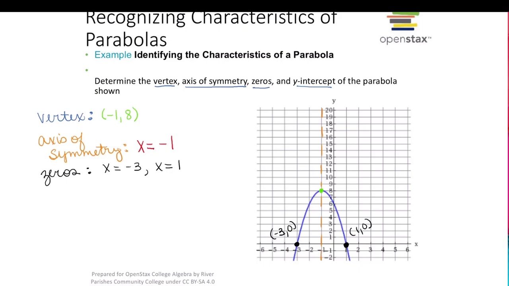And then last, they want us to find the y-intercept, which there's only one. So the y-intercept is right here where it crosses the y-axis. That's the point 0, 6. So that's what we're going to write. It's just 0, 6. And then I do want to show you that it has that mirror image point. So 0, 6 is one space away from the axis of symmetry. If we go one space to the left of the axis of symmetry, you have a mirror image point. All right.